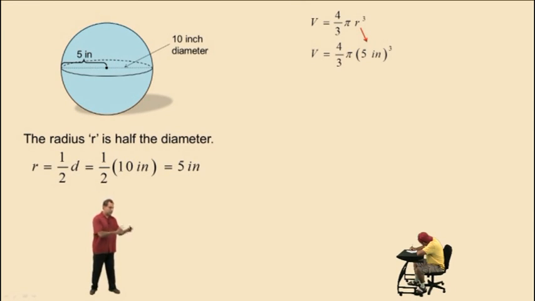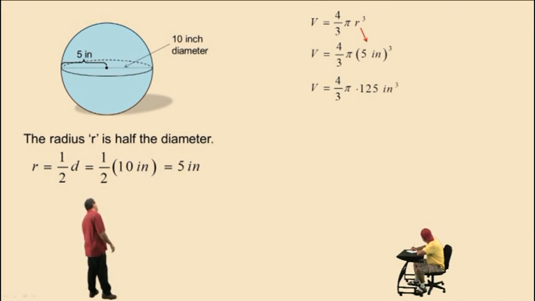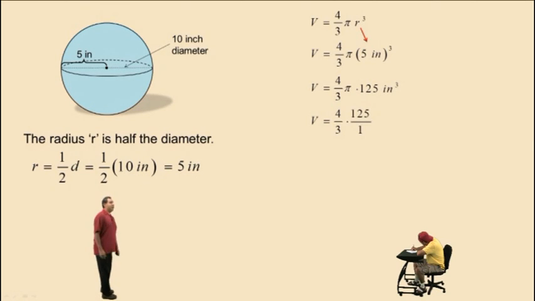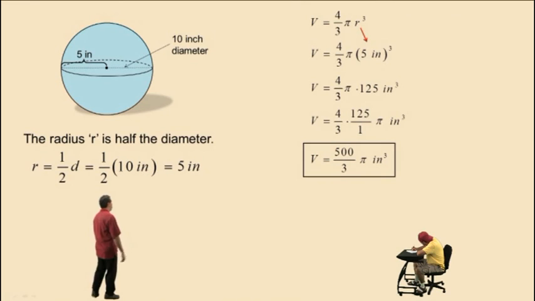Inches times inches times inches has to be represented as inches cubed. That makes sense because volume is 3 dimensions. So we have 125 inches cubed. Let's bring down our work. We have 4/3. Let's write the 125 as a fraction by just putting it over 1. And there's our answer. We put pi in there. Don't forget your dimensions. And to get our final answer, we have 500 over 3 times pi inches cubed. And that's the volume of our sphere.